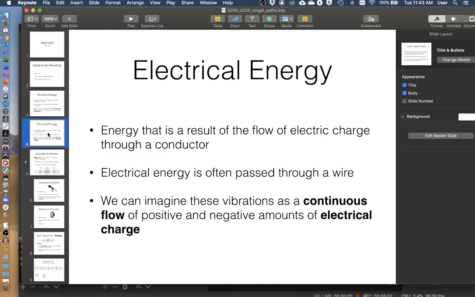Electrical energy is often passed through a wire. A wire is your conductor. These vibrations are continuous flow of positive and negative amounts of electrical charge. And so that electrical signal is a model of the acoustic realm. And so that's where we get the word analog. It is analogous to the acoustic realm that we live in.